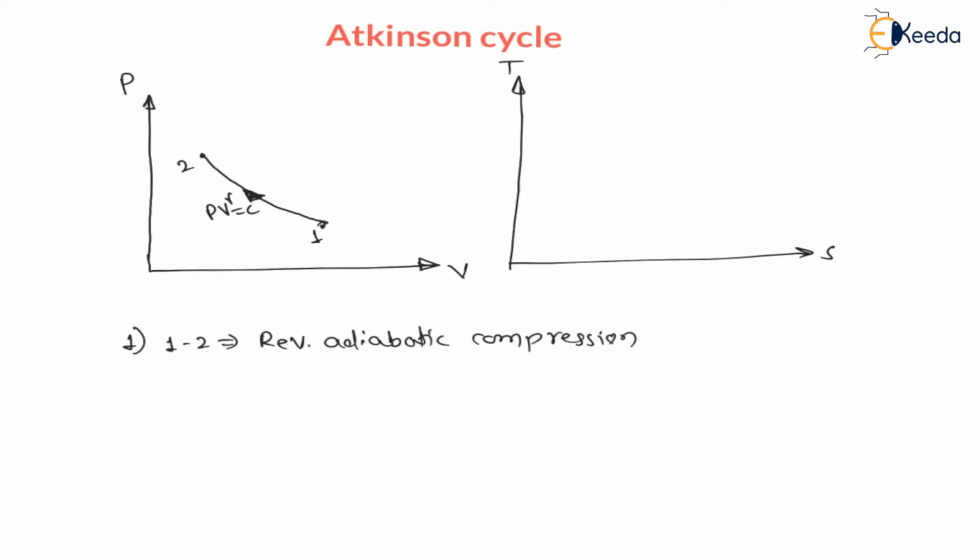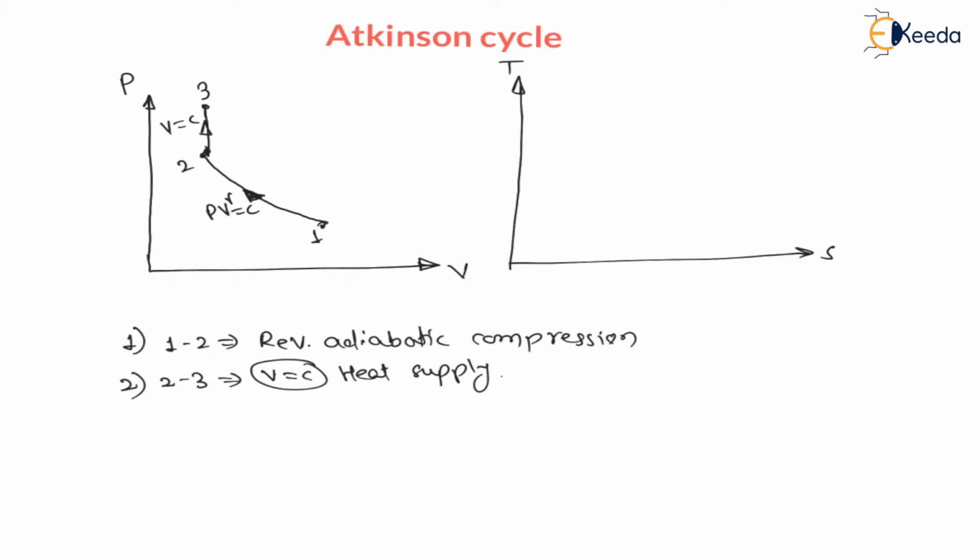Now second process is constant volume heat supply, that is 2 to 3. At constant volume, heat is supplied. Therefore whenever heat is supplied at constant volume, the pressure will increase. Therefore 2 to 3 will be like this. 2 to 3 is constant volume process, right?